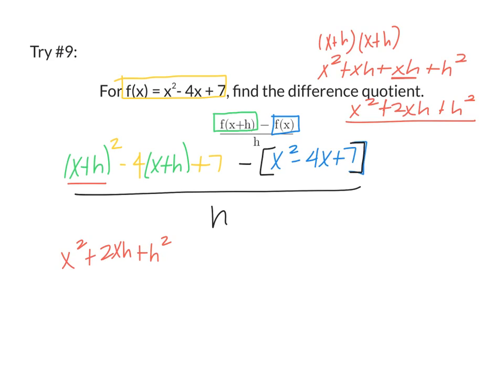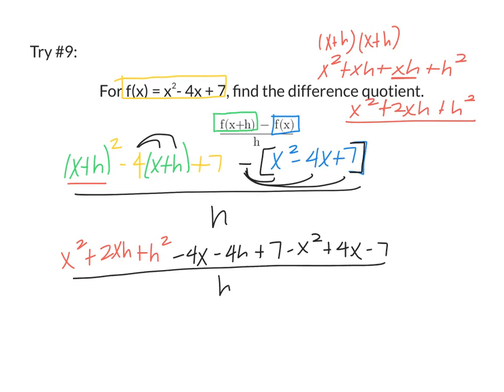Now we're going to continue by distributing. So negative 4 times x is negative 4x. Negative 4 times h is negative 4h. And then we still have the plus 7. Now we need to distribute this negative to everything. So negative times x squared is negative x squared. Negative times negative 4x is positive 4x. Negative times positive 7 is negative 7. And it's all being divided by h.